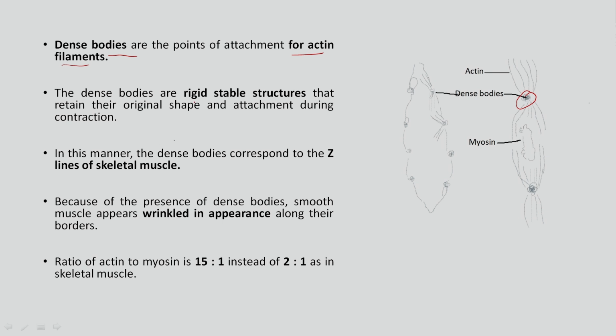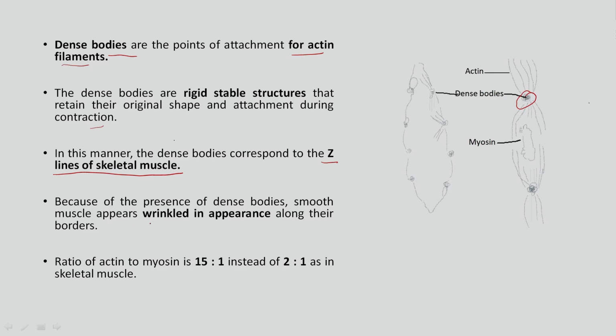So, dense bodies are rigid stable structures that retain their original shape and attachment during the contraction. In this manner, the dense body corresponds to the Z line of the skeletal muscle. As I told, the dense body corresponds to the Z disc or Z line of the skeletal muscle. Because of the presence of dense bodies, smooth muscle appears wrinkled in appearance.